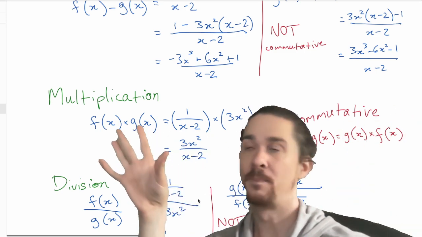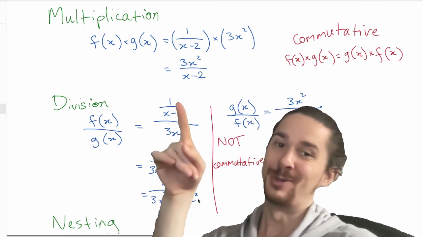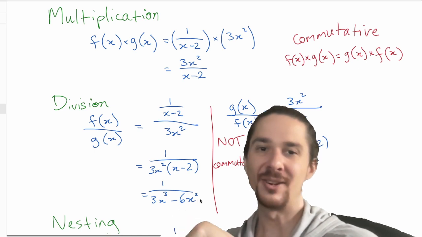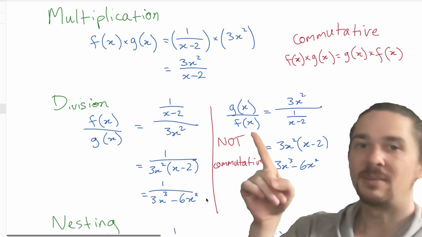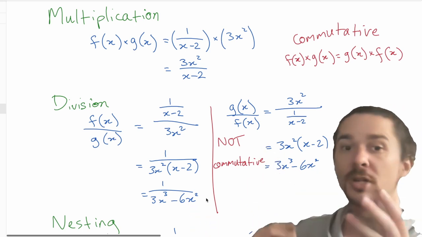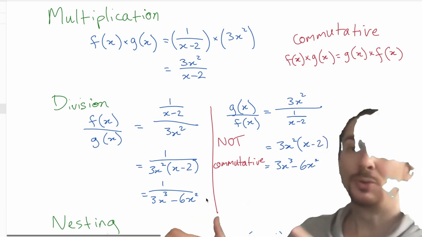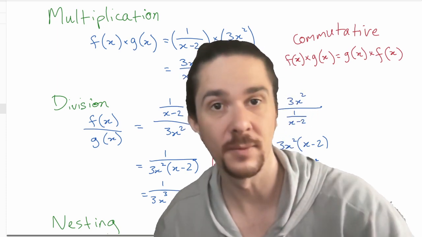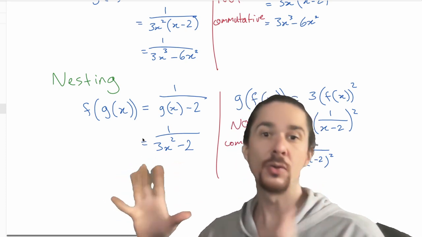No surprises. And division. F of x divided by g of x is f of x divided by g of x. And we can just simplify our fraction and get our answer. This is not commutative. G of x divided by f of x gives us a different answer to f of x divided by g of x. Just like 10 divided by 2 gives us 5, but 2 divided by 10 gives us 1/5. Division is not commutative.